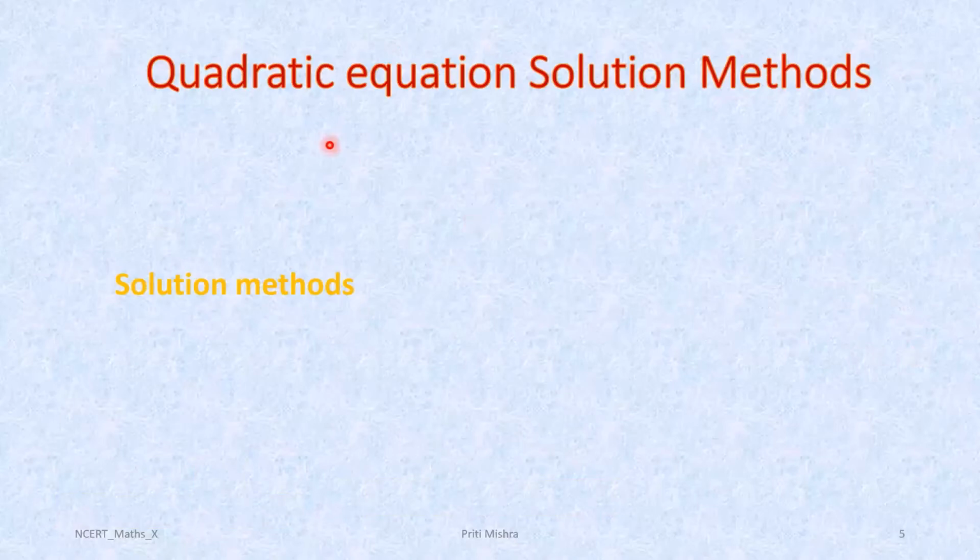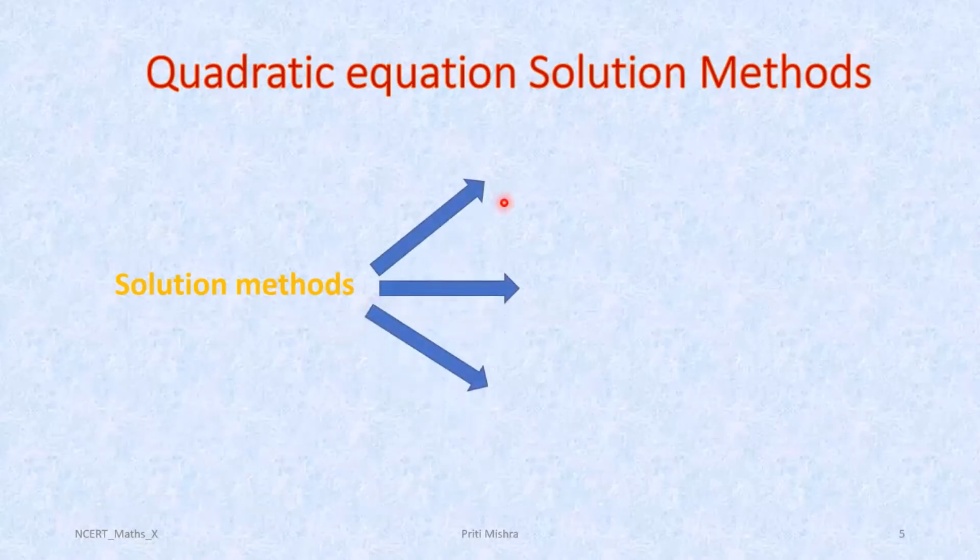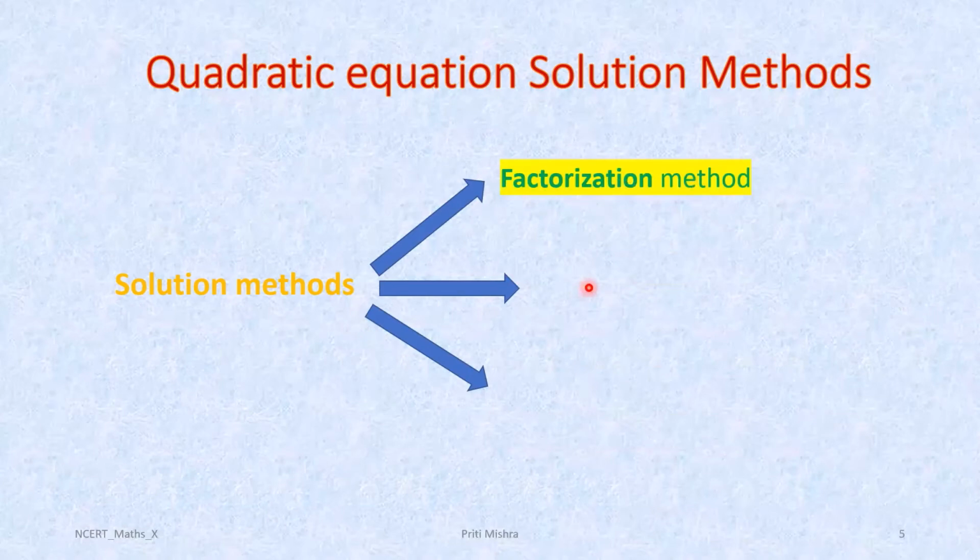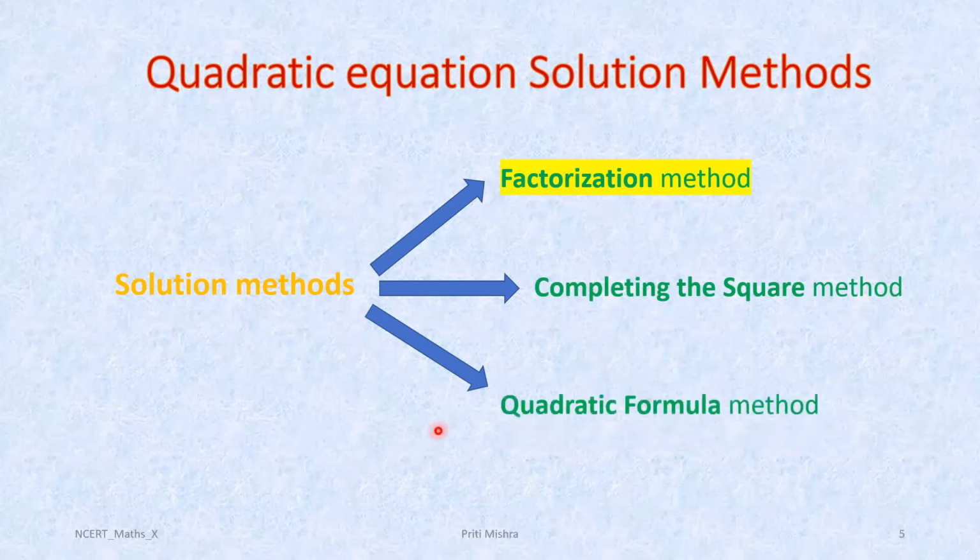Next, we are going to discuss quadratic equations solution methods. In solution methods, we are having three types of solution methods. First one is factorization method. Second one, completing the square method. And third one is quadratic formula method. So in this video, we are going to discuss factorization method.